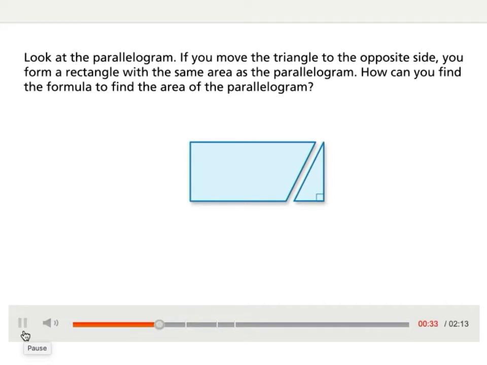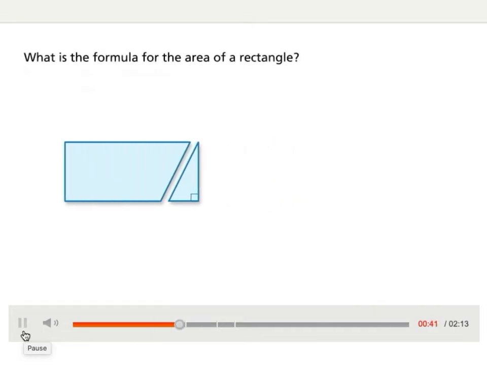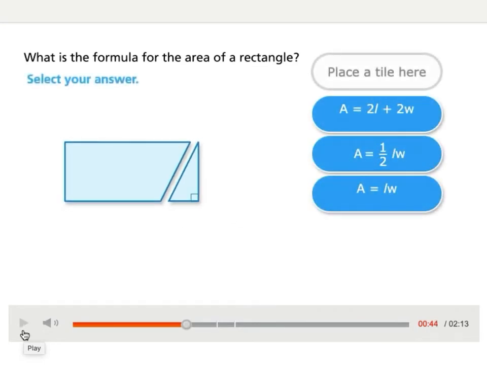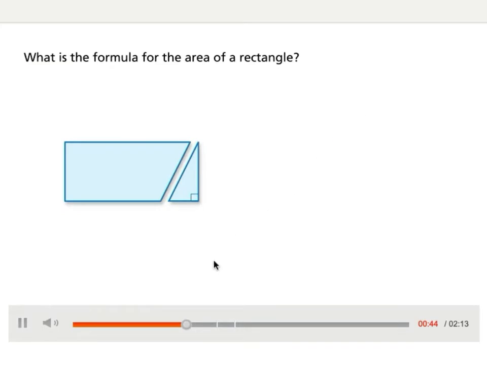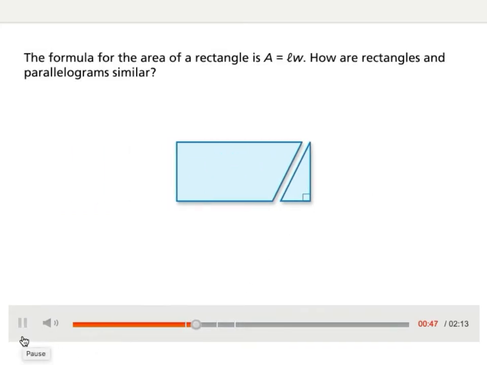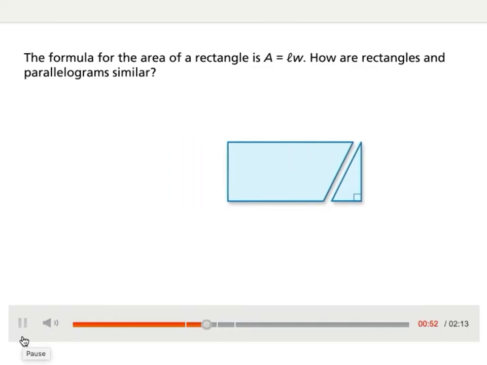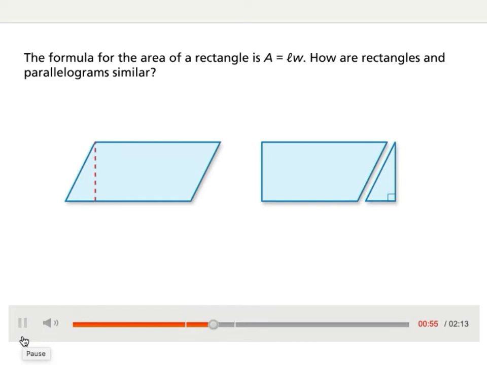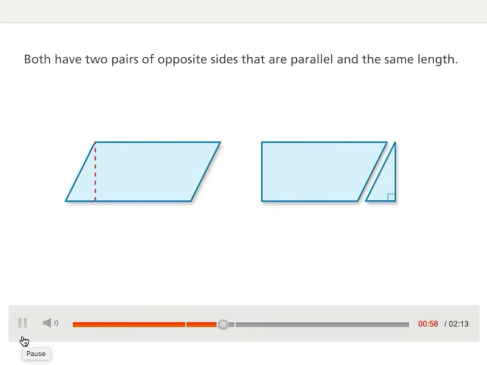To compose the rectangle, you first decompose the parallelogram into a triangle and a trapezoid. What is the formula for the area of a rectangle? Select your answer. The formula for the area of a rectangle is area equals length times width. How are rectangles and parallelograms similar? Both have two pairs of opposite sides that are parallel and the same length.